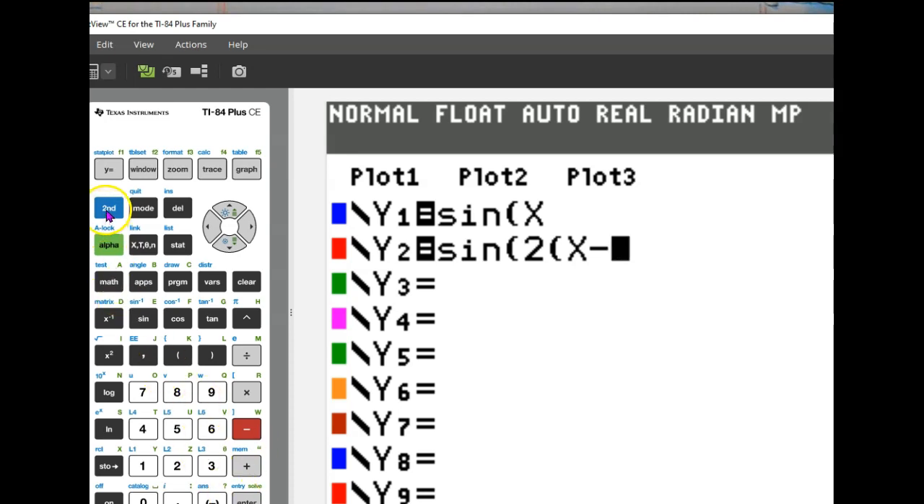I'd have to say this is going to be pi over 4 in parentheses. So you can see the parentheses. If I multiply this out, 2x, that changes the period. It makes it twice as many in one period, so it makes the period in half. And then this pi over 4 times 2 is really, when you multiply it out, pi over 2.